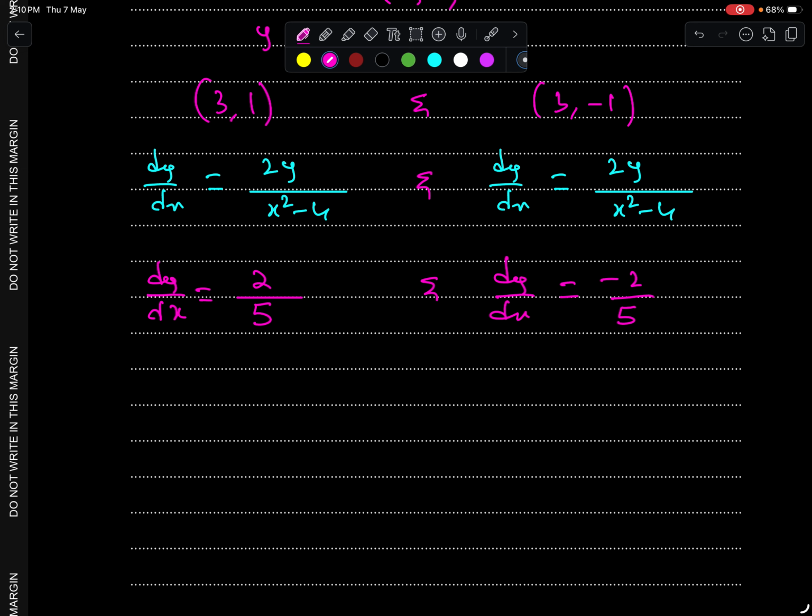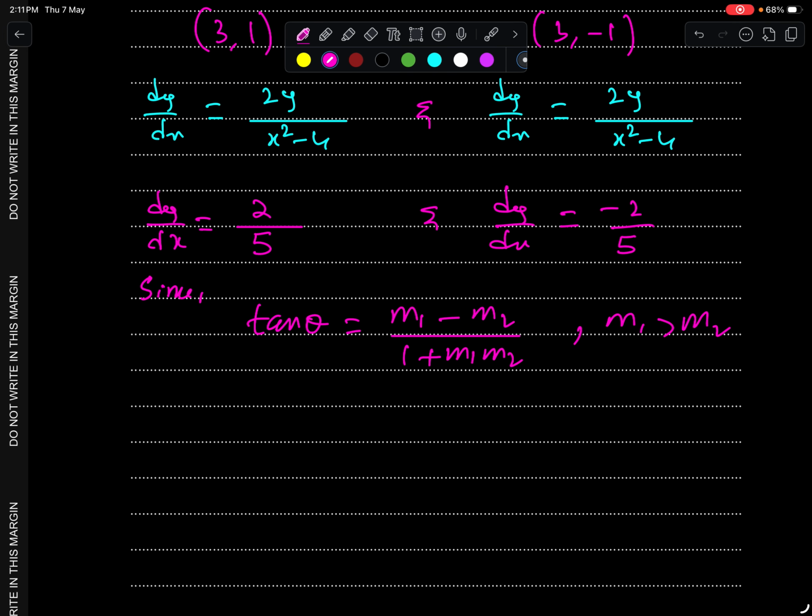Remember we did this formula in P1, angle between 2 lines. Tan theta equals m1 minus m2 over 1 plus m1 m2, where m1 is greater than m2. You must have done this formula in P1. So this is the larger gradient and this is the smaller gradient. So m1 is 0.4 and m2 is minus 0.4. Now substitute these gradients into this formula.